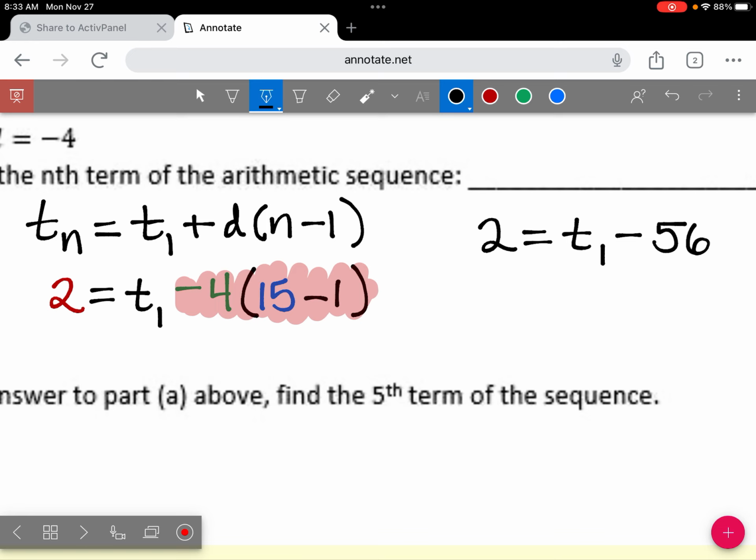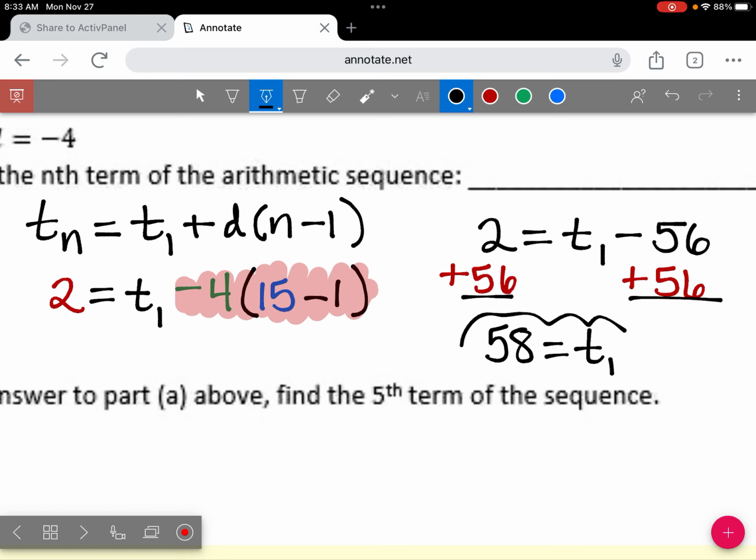So now the last step to find T1 would be to do what with that -56? The opposite would be to add it. So let's add 56. And you get that T1 is 58. Now that you know your first term, we can write our rule.